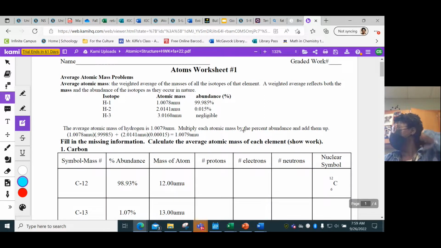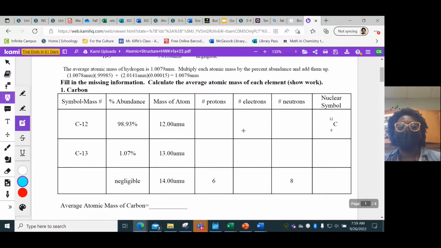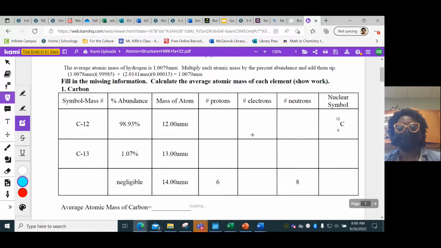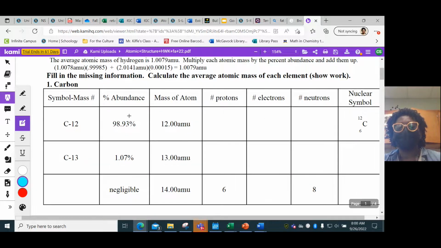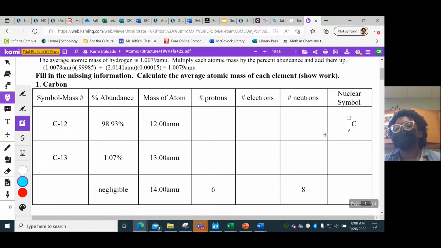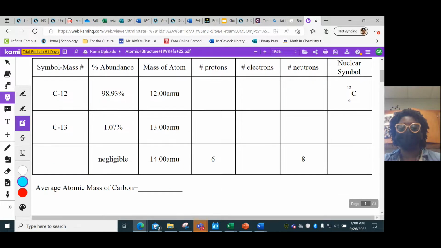Are you ready to work? All right, here we go. We have a symbol and a mass number. That's what we have right here. We have our percent abundance and we have our mass. We're trying to determine the number of protons, electrons, neutrons, and then we're going to write the nuclear symbol. And then at the end, we're going to calculate the average atomic mass.